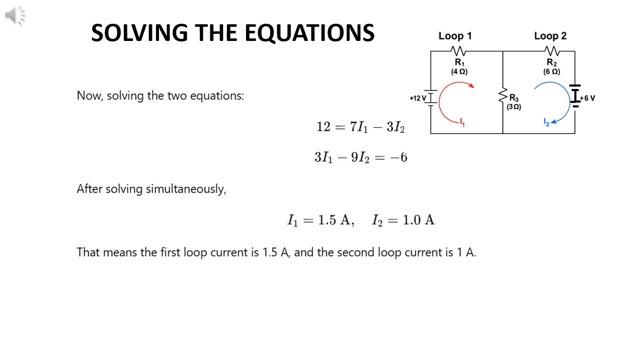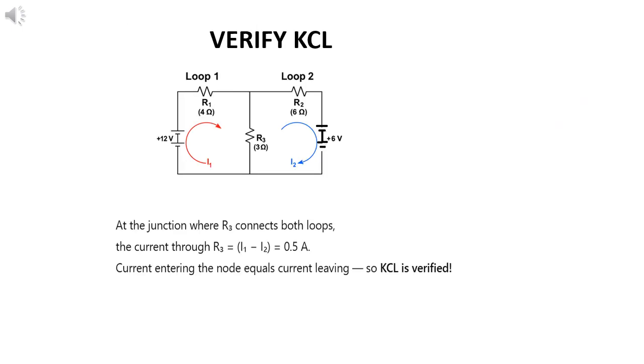Now, solving the two equations, 12 equals 7 I1 minus 3 I2, and 3 I1 minus 9 I2 equals negative 6. After solving simultaneously, I1 equals 1.5 amps, I2 equals 1.0 amps. That means the first loop current is 1.5 amps, and the second loop current is 1 amp. At the junction where R3 connects both loops, the current through R3 equals I1 minus I2 equals 0.5 amps. Current entering the node equals current leaving, so KCL is verified.